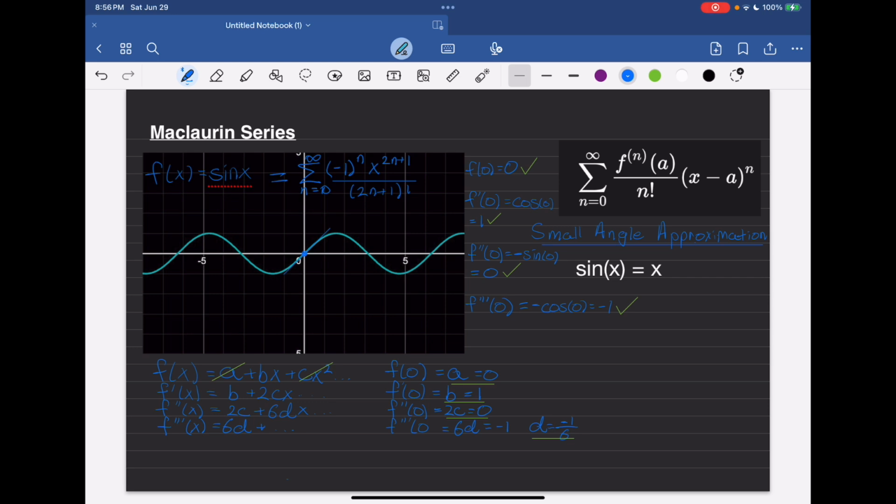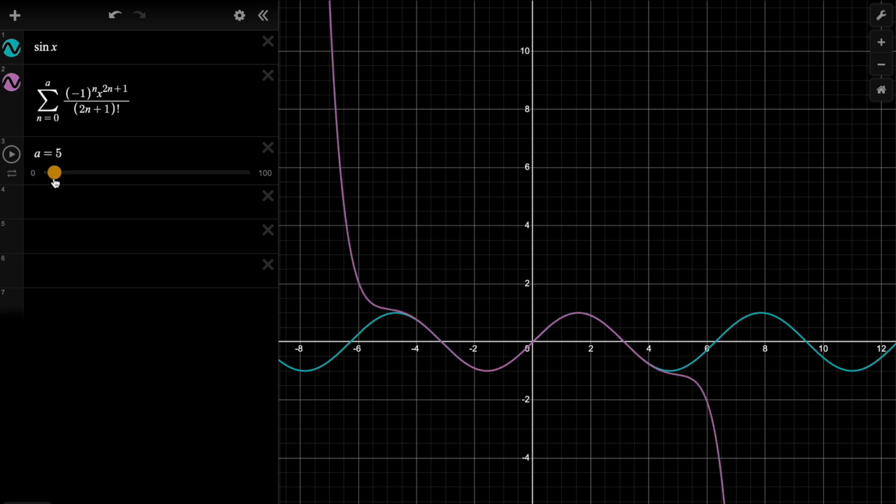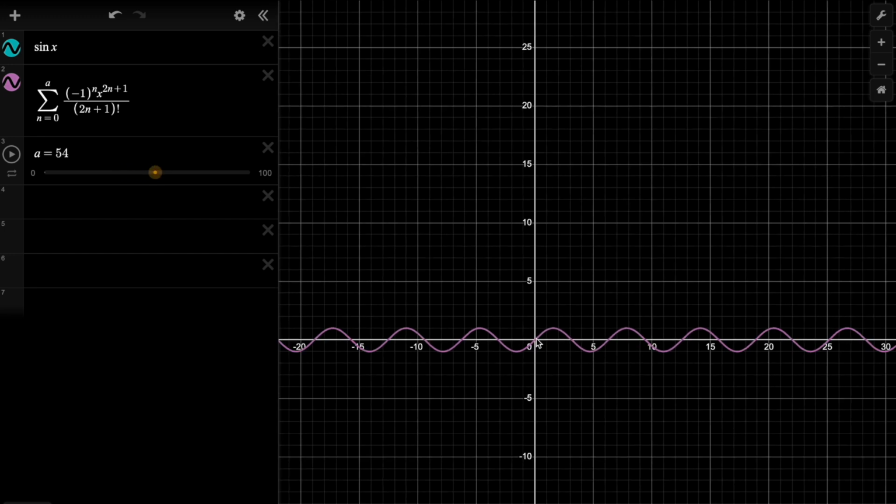And we can see a visual representation of this in Desmos, graphed alongside sine of x. Right now, our sum only has the first term, which is the small angle approximation. However, if I increase the number of terms, our two functions become indistinguishable from each other. And with infinite terms, they actually become the exact same function.